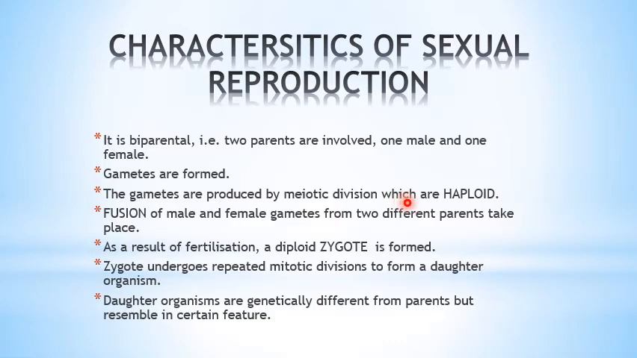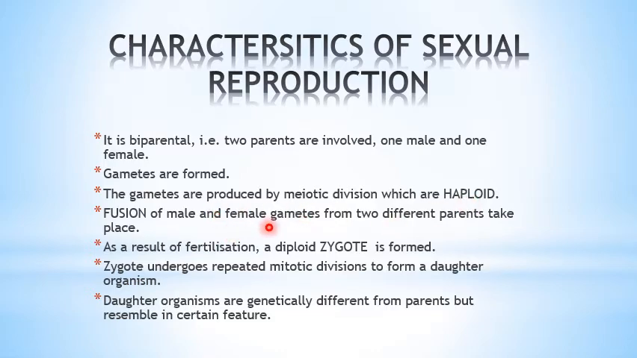For example, the sweet pea plant has 14 chromosomes, but the gamete of the pea plant will have only 7 chromosomes. So that is haploid, and the 14, that is 2n, is known as diploid.